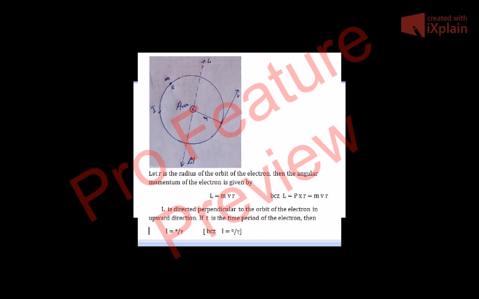Then the angular momentum of the electron is given by L is equal to mvr. Actually, the relation between angular momentum and linear momentum is L is equal to p into r. Remember this thing. Angular momentum is equal to linear momentum into r. Angular velocity is equal to linear velocity into r. Similarly, angular acceleration is equal to linear acceleration into r. So angular momentum is denoted by capital L.